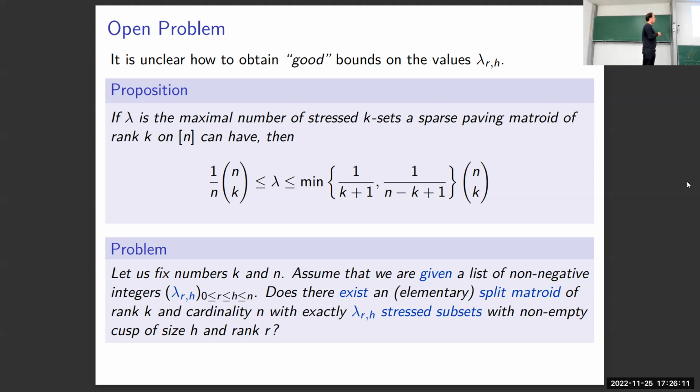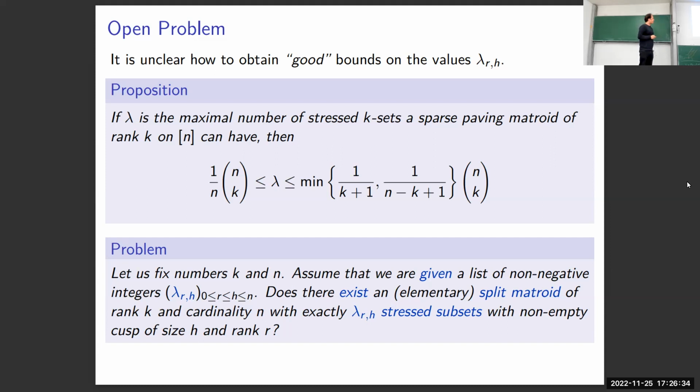But then, of course, there's something which is less studied: what if I leave the case of sparse paving matroids and I give you some sequence of these lambdas? Can you tell me if there is an elementary split matroid where the sequence is exactly the number of stressed subsets of the corresponding size?